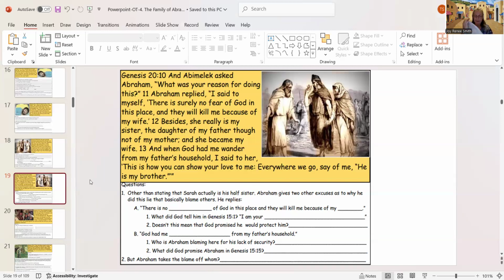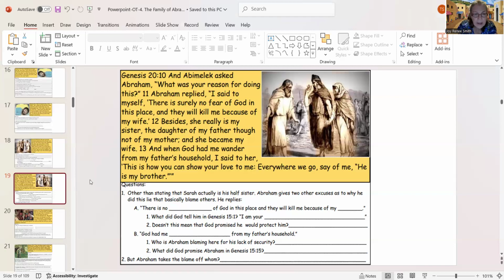Let's see if I can get back to my thing. I'm your shield. Doesn't this mean that God promised he would protect him? Yes. This does mean that God would protect Abraham and Sarah.